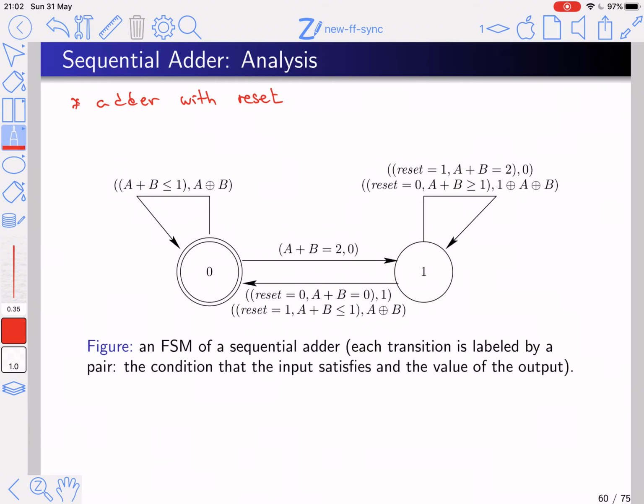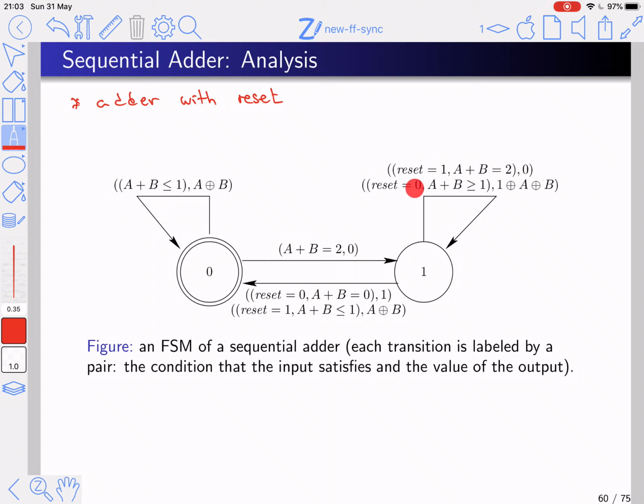Let's go back to our sequential adder and analyze it. This is the case in which our sequential adder has a reset. This is my initial state. In my initial state, if my 2 bits a plus b are less than or equal to 1, the carry out is 0, and therefore I stay in this state, and I output the XOR of a and b. If a plus b is 2, I output a 0, the carry out is 1, so I transition to this state. Now when I'm in this state, I need to consider 2 cases.